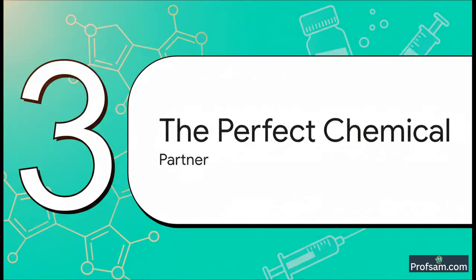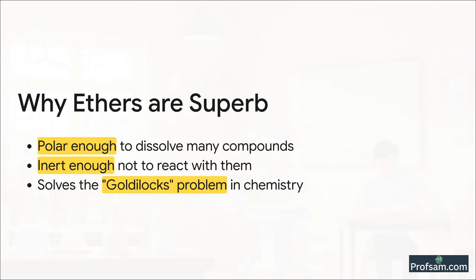All right, so we've established that ethers are shy and unreactive. But so what? How is this property actually useful in the real world of chemistry? Why should we care about this? Well, this inertness is exactly what makes them such superb solvents. They solve what we can call the Goldilocks problem in chemistry. You see, they aren't too reactive, like alcohols, but they also aren't too nonpolar, like simple hydrocarbons. They are just right. That C-O bond gives them just enough polarity to dissolve many compounds, but their overall shielded structure makes them unreactive, so they don't interfere.